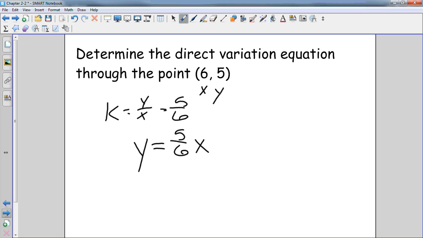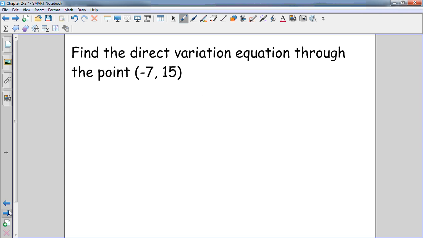Y equals 5/6 x. That's it. Y equals 5/6 x. You just plug in your k once you put y over x. That's it. Do the next one by yourself.